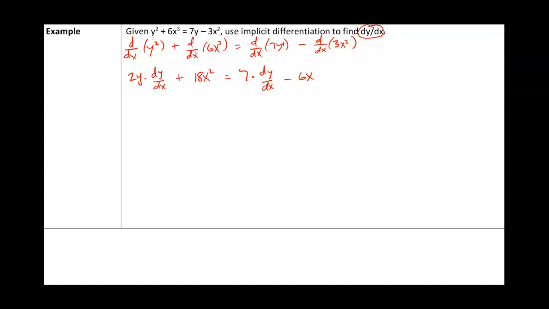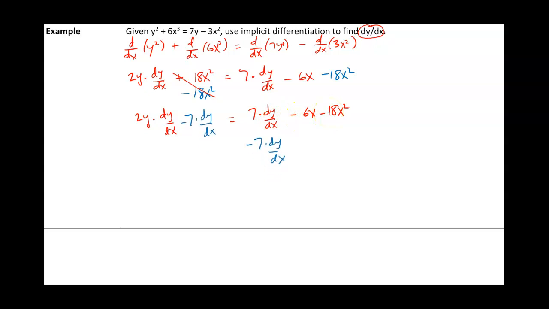So now we want to get all the dy dx's on the same side and everything else on the other side. So what I'm going to do is subtract the 18x squared. So I have 2y dy dx equals 7 dy dx minus 6x minus 18x squared, and then move the 7 dy dx to the left. So that's going to give me 2y dy dx minus 7 dy dx equals negative 6x minus 18x squared.